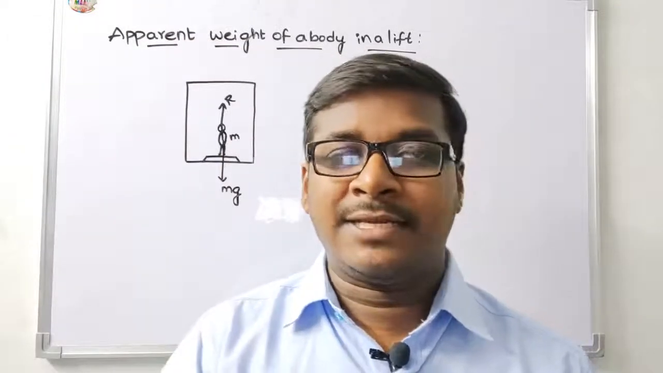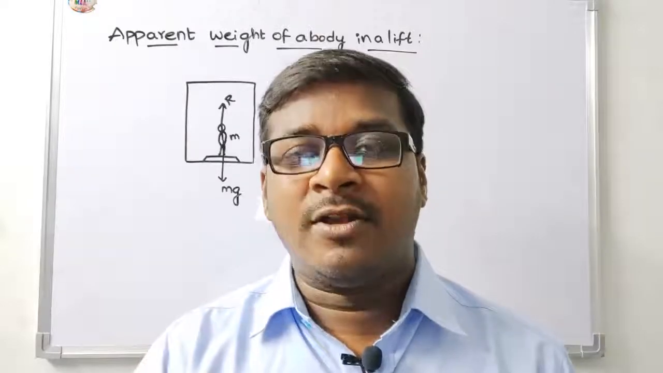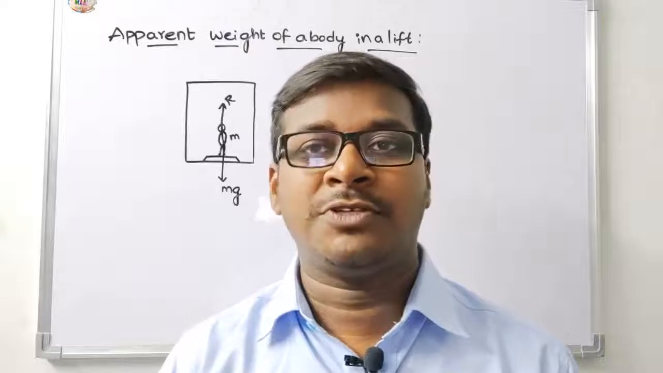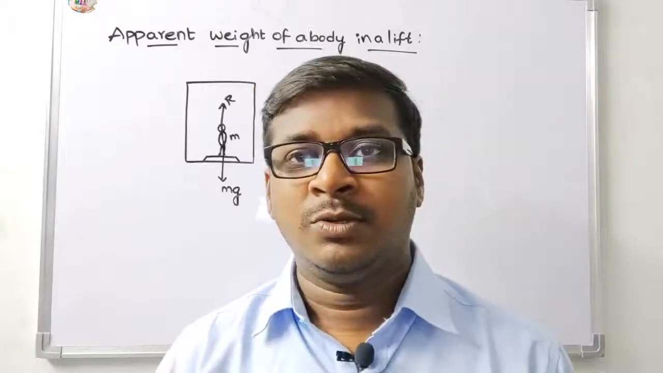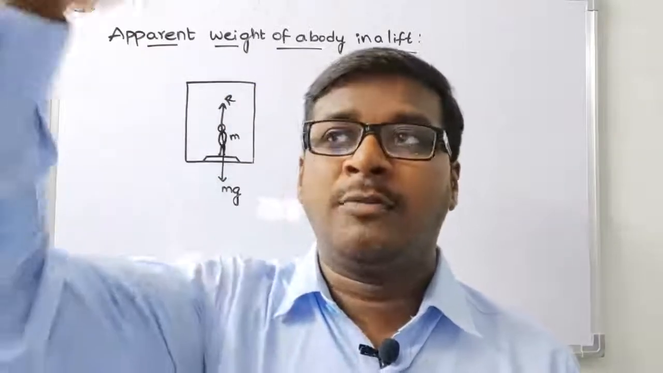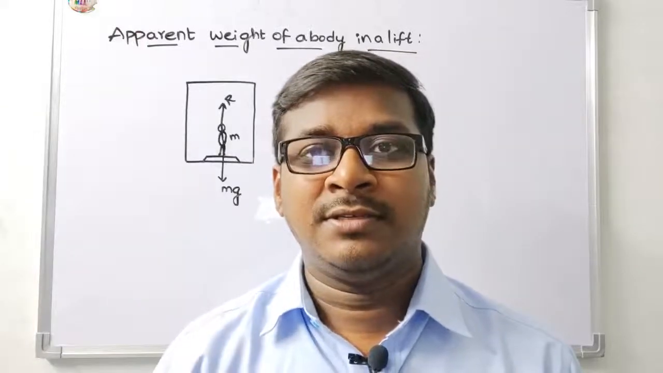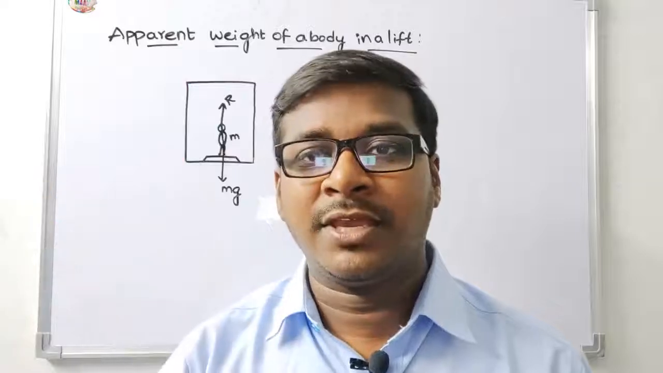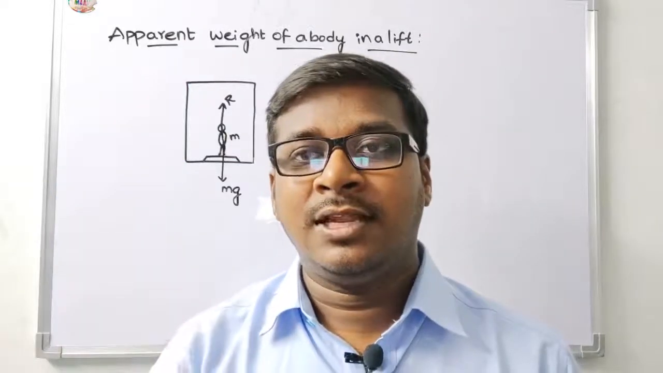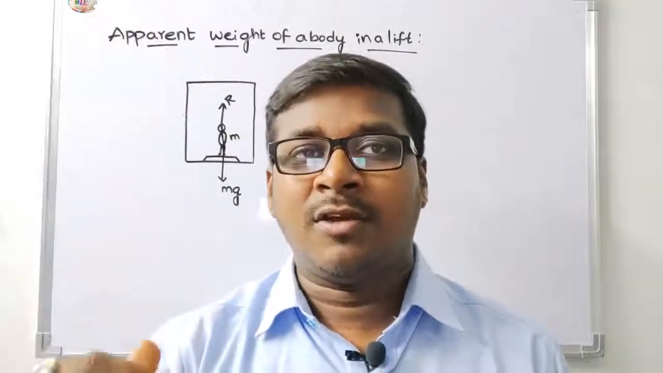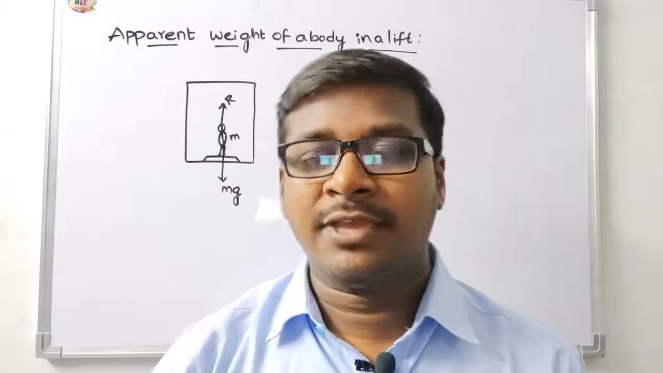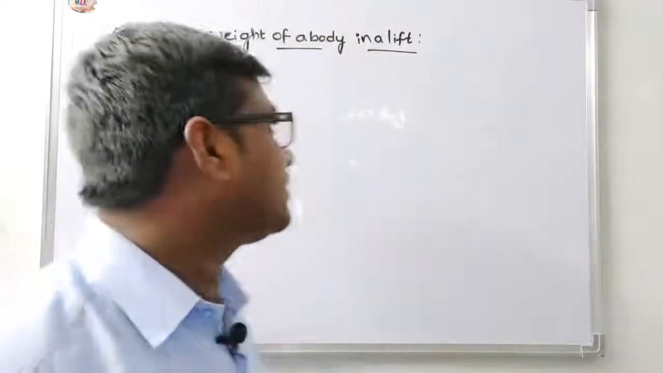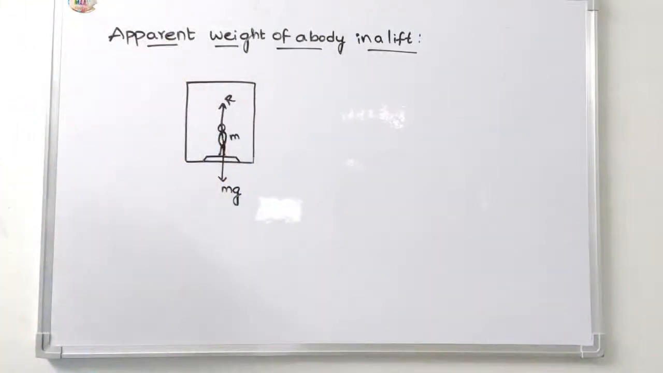For example, if a person is placed on a weighing machine in a lift, and the lift is at rest, what conditions are applicable? The lift is moving upward and downward. Lift is moving upward with constant acceleration a. Lift is moving downward with constant acceleration a, that is, retardation a. Okay, we will discuss one by one the apparent weight of a body in a lift.